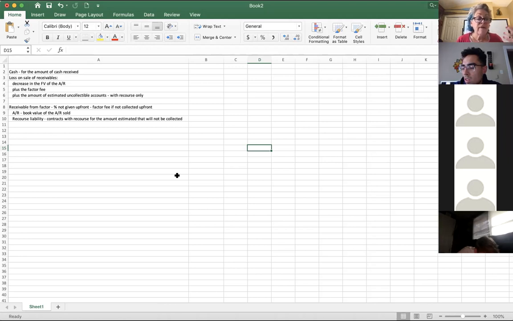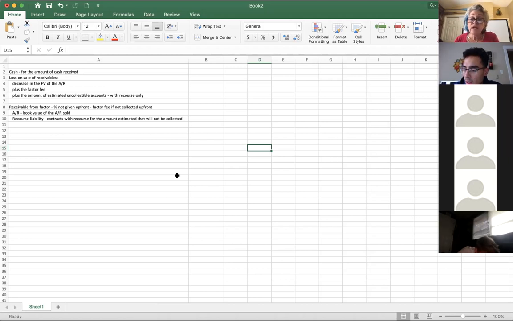Then we will have a debit, the receivable from the factor. And the receivable from the factor will be the amount that they withheld when they initially gave me cash. And then it can be affected by the amount of the factor fee depending upon the terms of the contract.